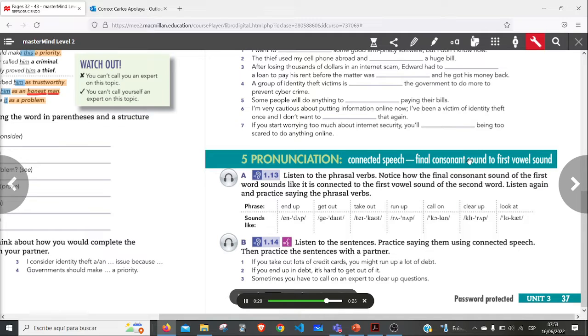So, I want to listen to you pronouncing these words, these phrasal verbs. Okay, so 3, 2, go. Please pronounce. Take out. Take out. There's one. Run up. Okay, there's one. Hold on. Clear up. The last one. Look at. Okay, focus on this part.